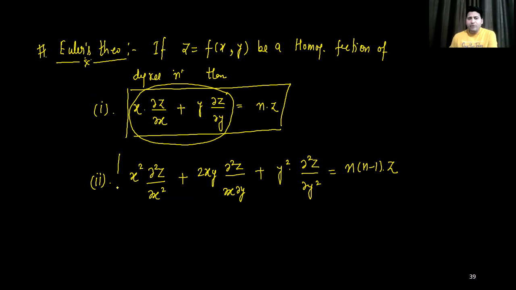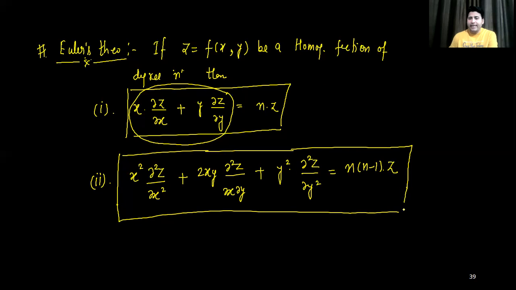In the same manner, the second result is quite a lengthy process to find: the second order derivative of z with respect to x, multiplied by x square, then the second order derivative of z with respect to x and y, multiplied by 2xy, then the third term, then simplify and get the answer. But if I use Euler's theorem, it will make our work very easy, and we will get the answer in a fraction of the time, and its value is n into n minus 1 with z.